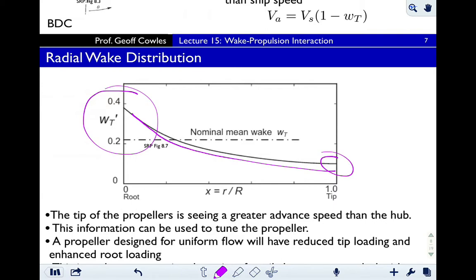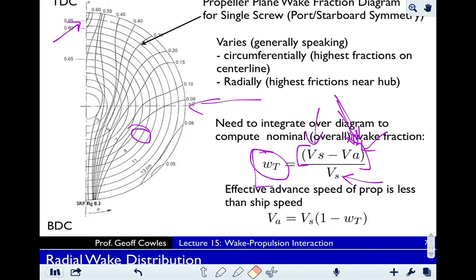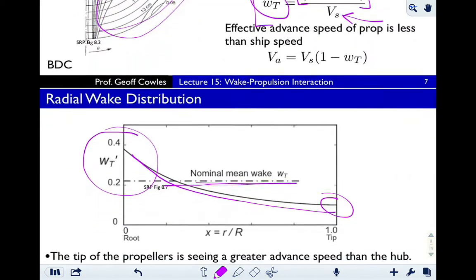Now, the wake fraction varies over the propeller disc, but we need some kind of metric in order to represent the entire propeller disc, and that's what's known as the nominal mean wake fraction, which is essentially integrating over this entire disk right here. So you have contributions of 0.6 here and 0.55 here and 0.45 here, and contributions close to 0 here, and you add this all up, and the average is maybe going to end up being 0.2 or 0.3 based on just looking at it from here.